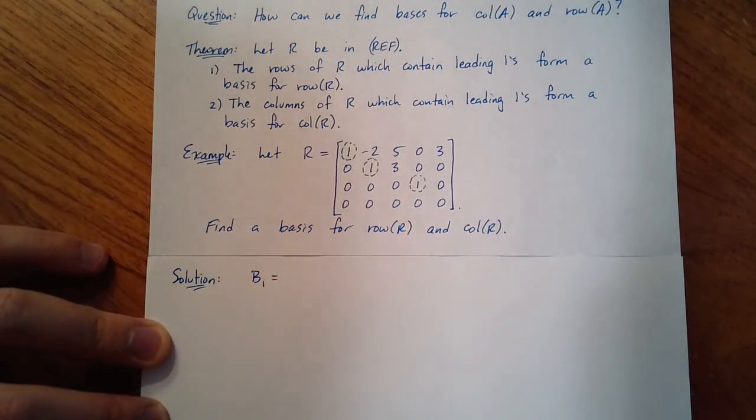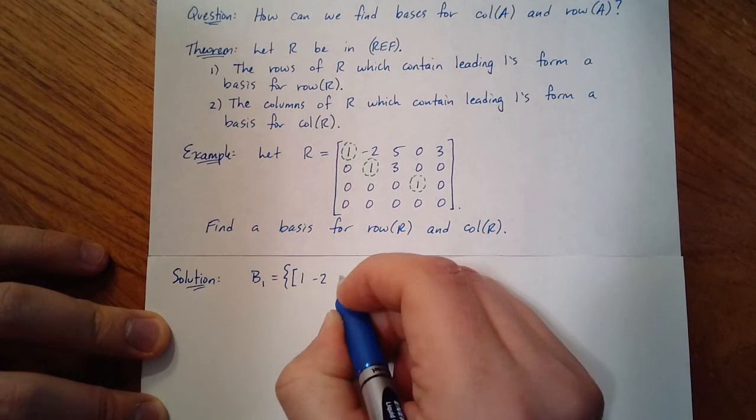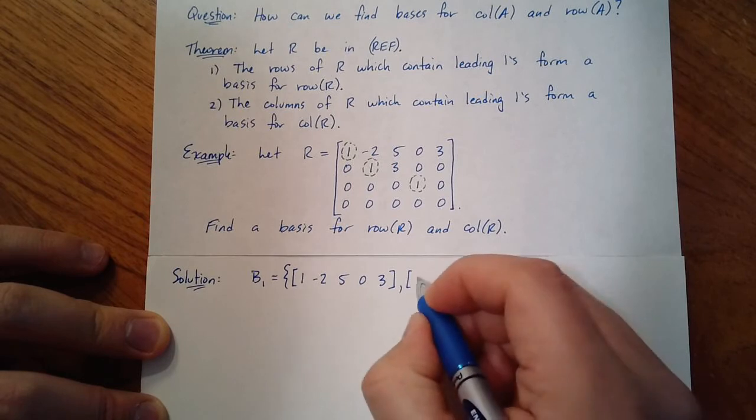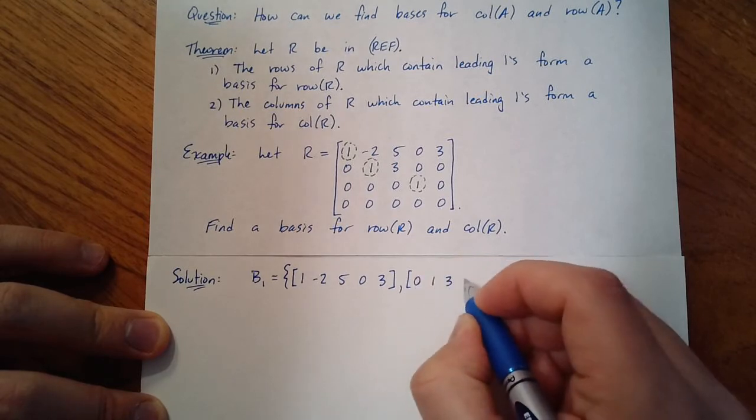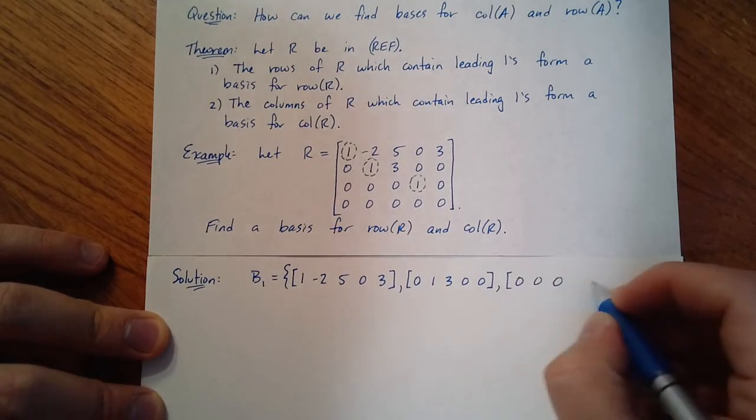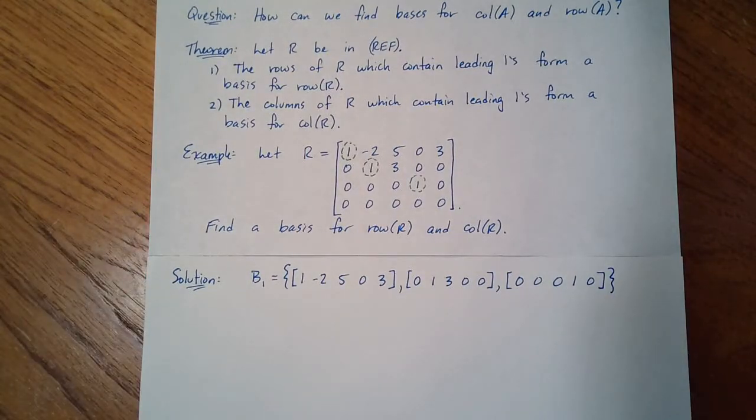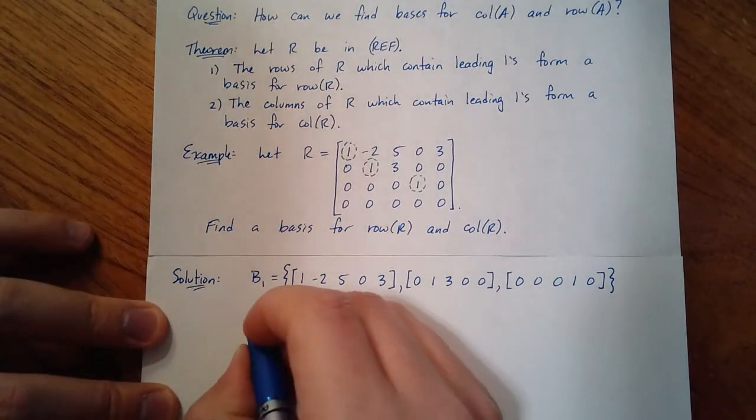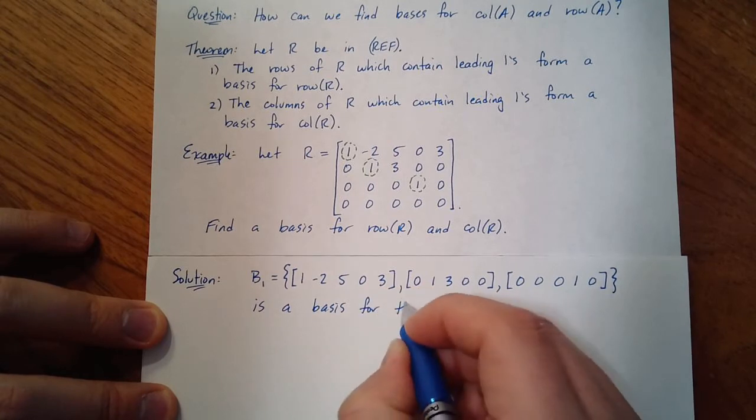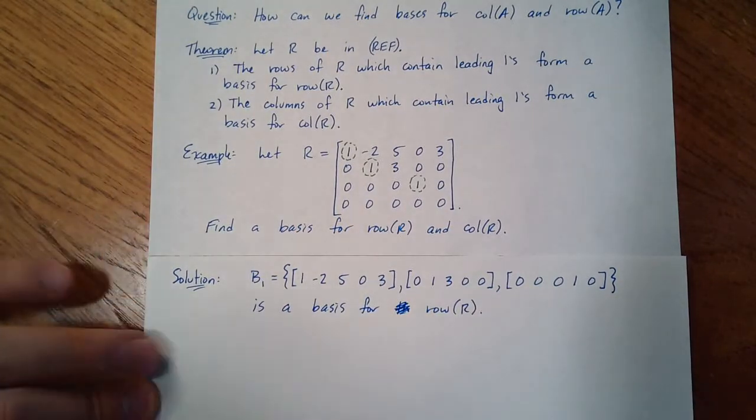So start with a basis for the row space. So the rows that contain leading ones: 1, negative 2, 5, 0, and 3. The second row will be 0, 1, 3, 0, 0, and then 0, 0, 0, 1, 0. So that's the 3 rows of R which contain leading ones. So that is a basis for the row space of R.